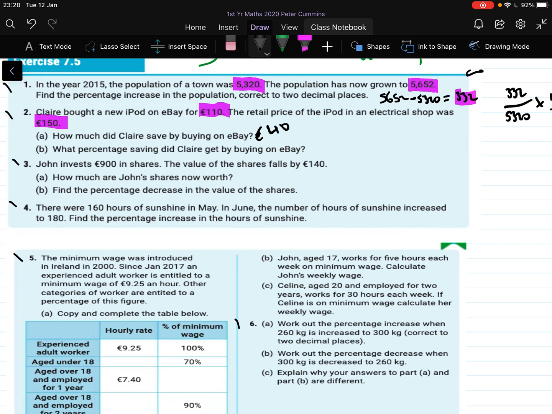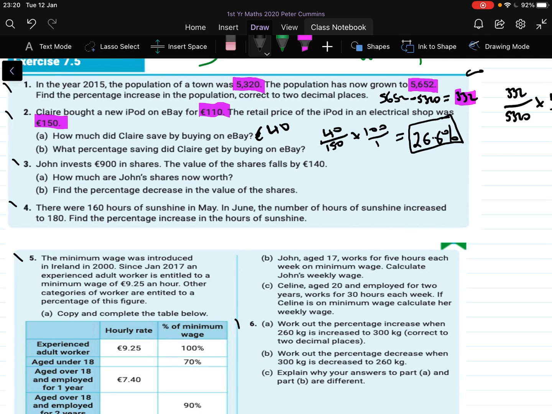Okay, and then what percentage saving did she make? So we say, well, the saving she made, the difference, was €40 over what our original was going to be, €150. That was the original price of it, multiplied by 100 over 1, which is going to be equal to 26.6% or 27%. Okay, and again in a shop you'll see save 27% on iPad here, and they're not telling you the actual money amount, they're telling you the percentage amount.